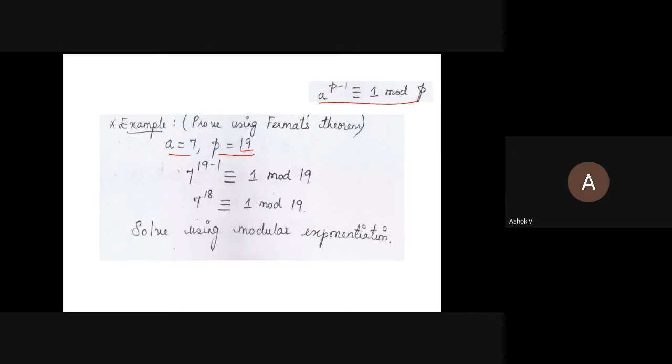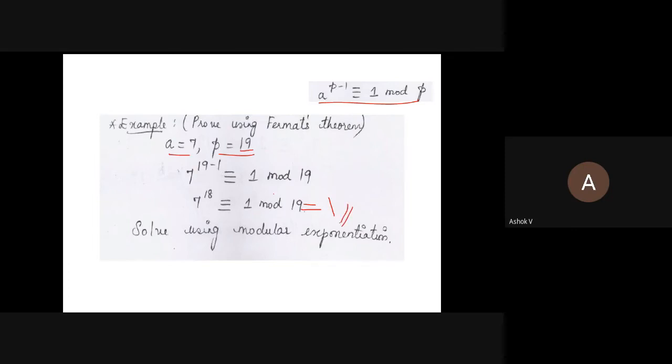Here, a is 7, and the p value is 19. So 7 power 19 minus 1 is congruent to 1 mod 19. What is 7 power 19 minus 1? It's 7 power 18, so it's 7 power 18 mod 19. When you take 7 power 18 mod 19, it always yields the result 1.